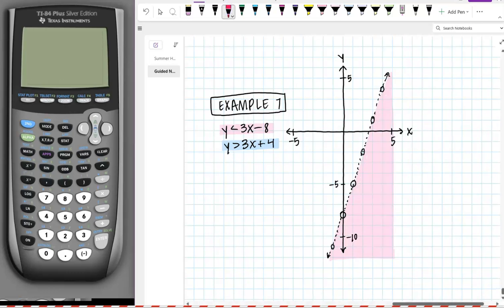If you're having trouble figuring out where to shade, remember you can always test a point not on the line. Lucky for us, the origin is not a point on the line this time. So we could test 0, 0. That means x is 0 and y is 0. So we would have 0 is less than 3 times 0 minus 8. That simplifies to 0 is less than -8. That's a false statement. So we should not shade 0, 0.